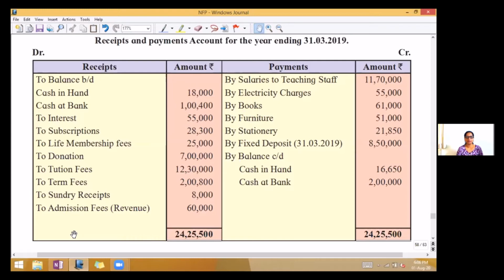Okay, come to the payments. By salaries to teaching staff, electricity charges, books, furniture, stationery, fixed deposit, which is made on 31st of March 2019, and by balance carried down, cash in hand, cash at bank. This is the closing balance.